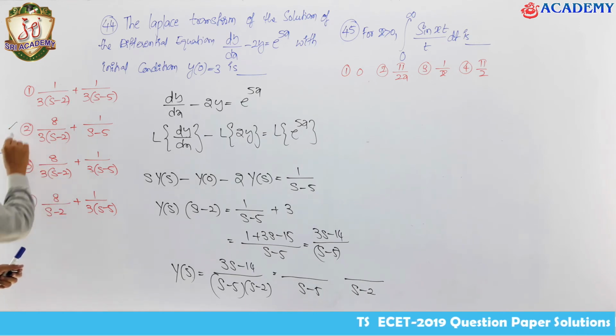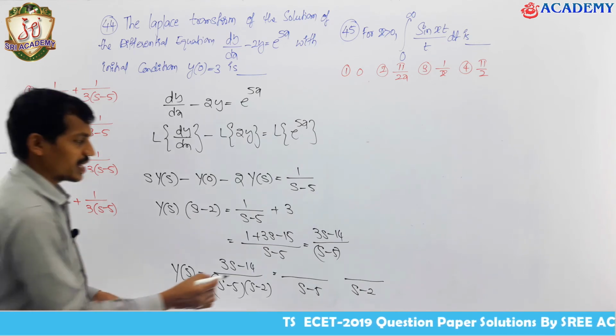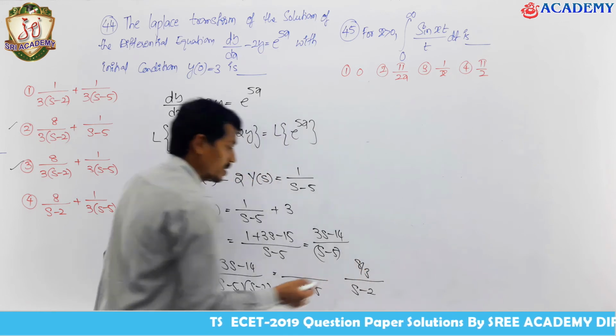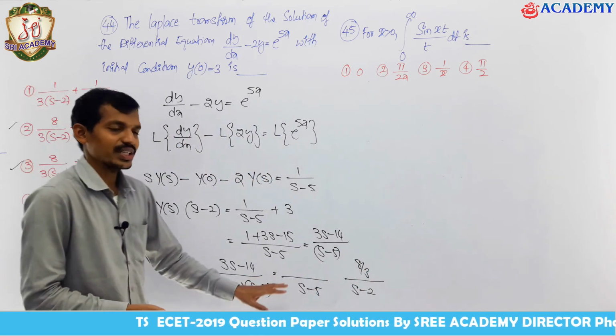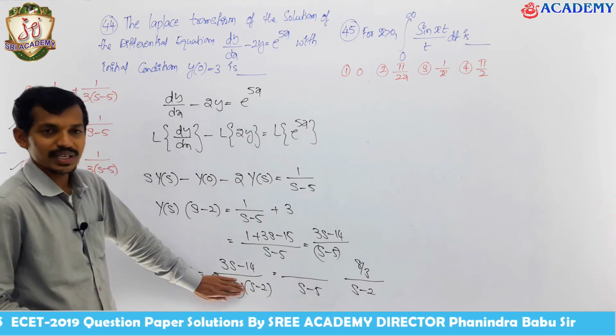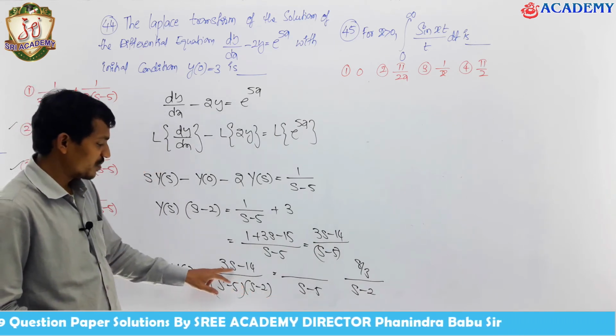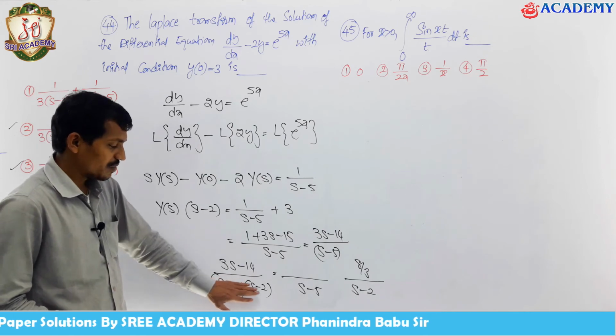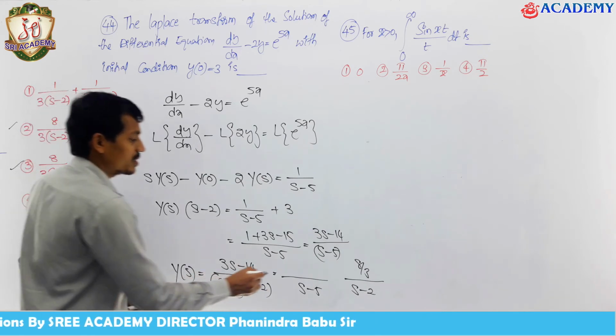It is going to be another 8 by 3. Now partial fractions, you know, that is a shortcut, the cover-up method indirectly. That is s minus 5, covering s minus 5 and substituting s equal to 5: 15 minus 14, 1 divided by 5 minus 2, 1 by 3. This is going to be 1 by 3.